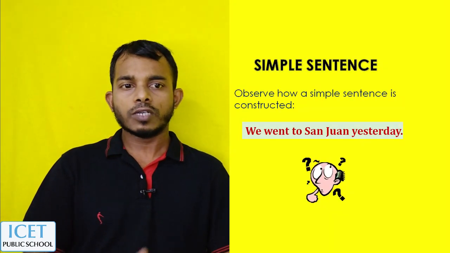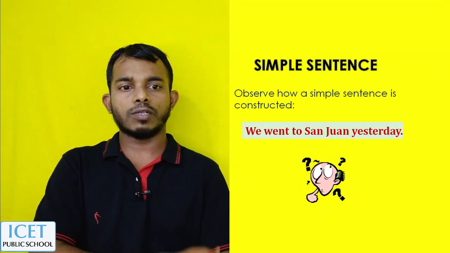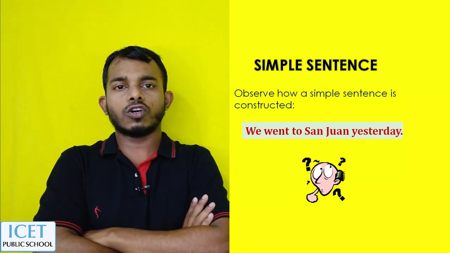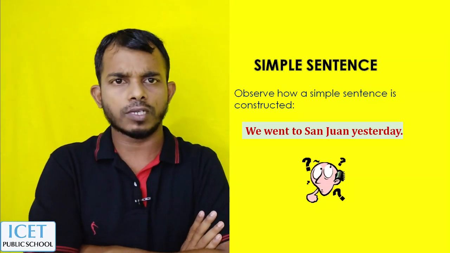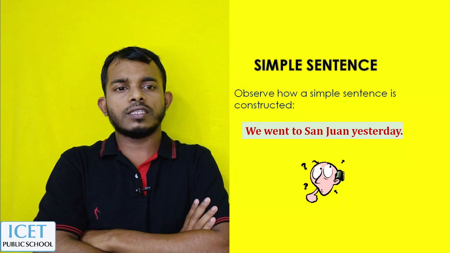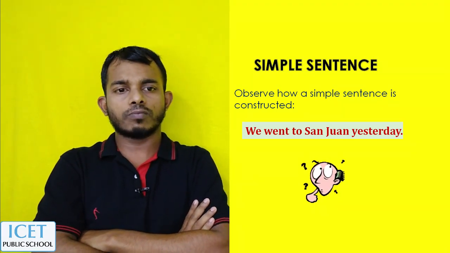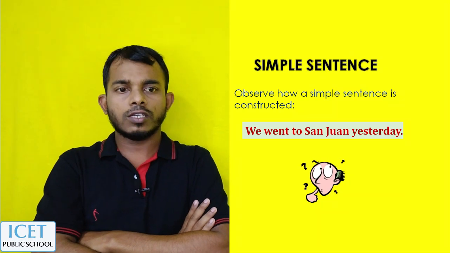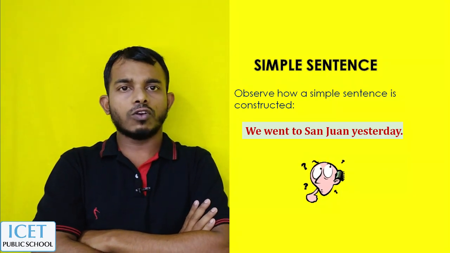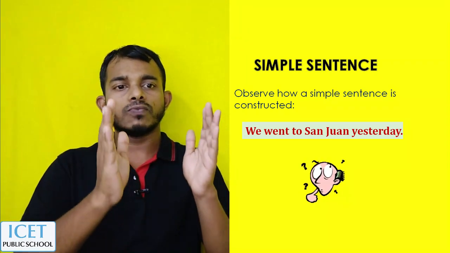Simple sentence, observe, is an example. We went to St. John yesterday. St. John is the name of a club. We went to St. John yesterday. In this sentence, you can observe what is the subject, what is the verb, and all you can. This is an example for a simple sentence.